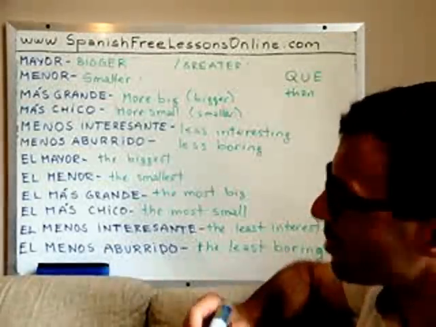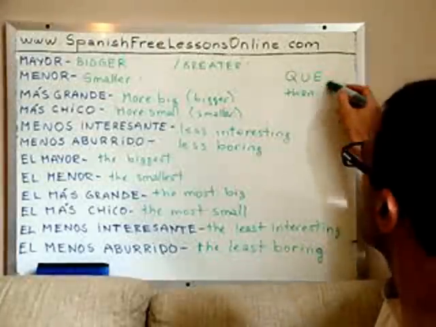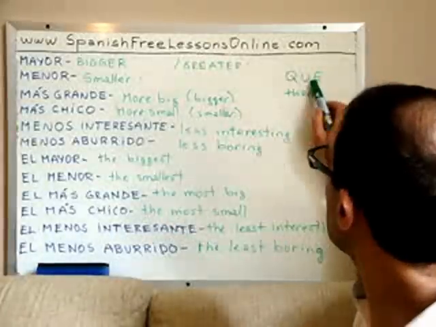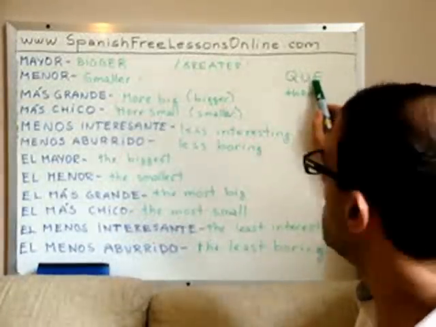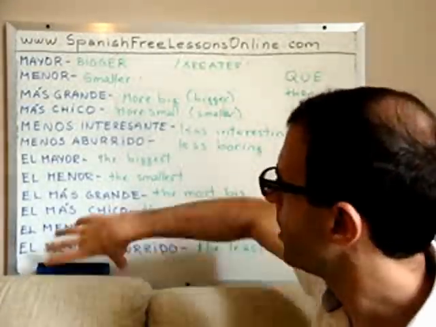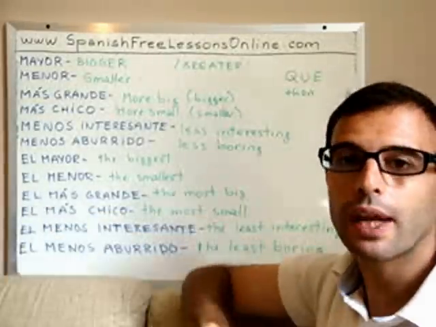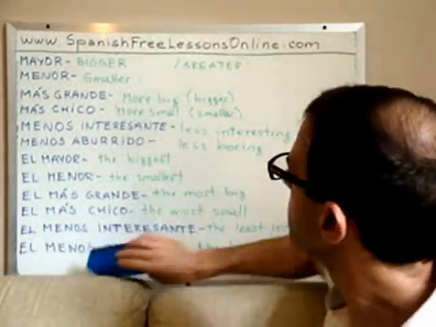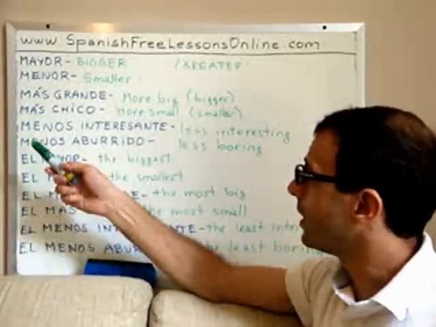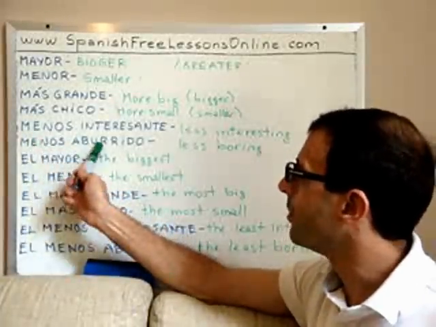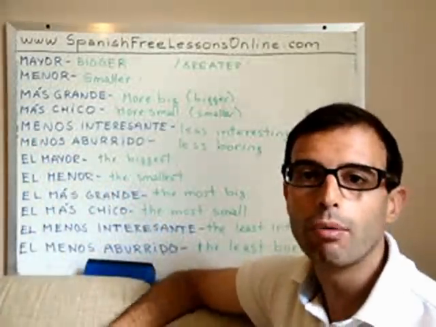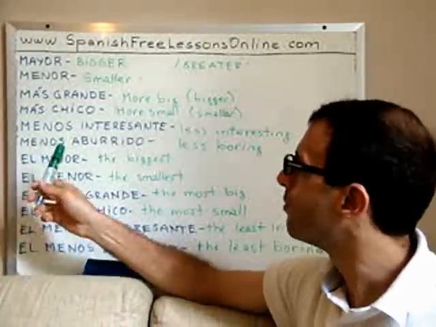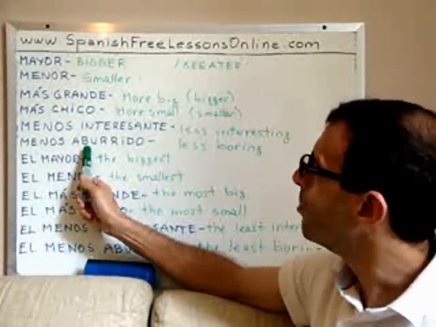Actually, que has many meanings, right? But when you are comparing things, que has the same meaning as "than." Bigger than, más grande que, okay? You can also say less boring, menos aburrido. These are 4 syllables. Aburrido.